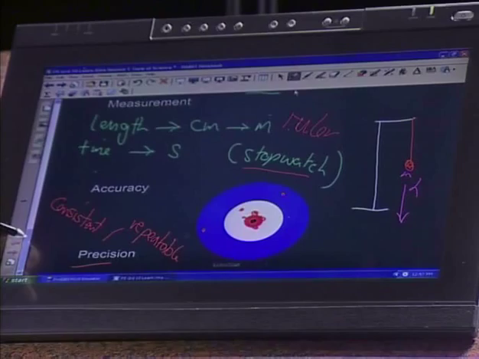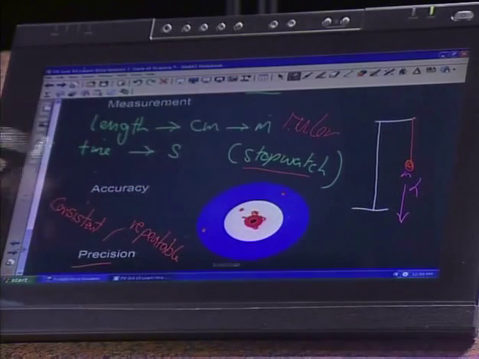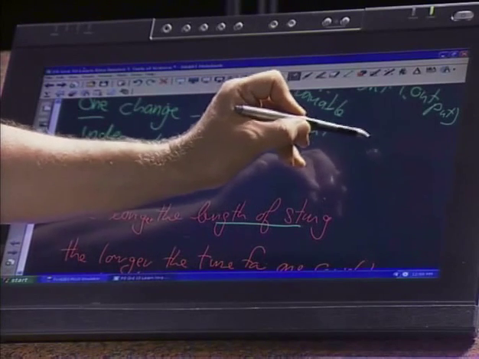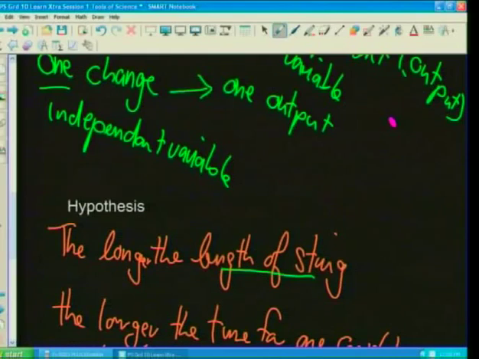I want to just show you another picture here and draw that diagram. I've drawn it from the side. I want to just get some more blank space here and draw the pendulum from the top. So here is your pendulum. Let's have it down there.